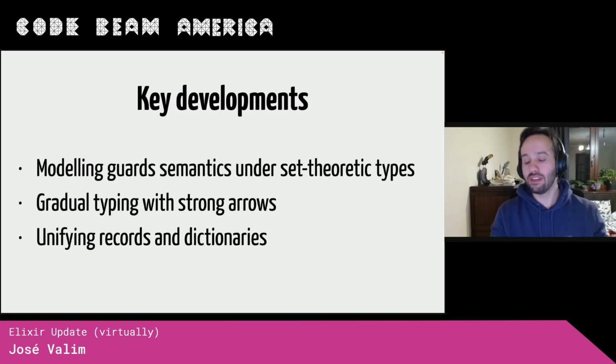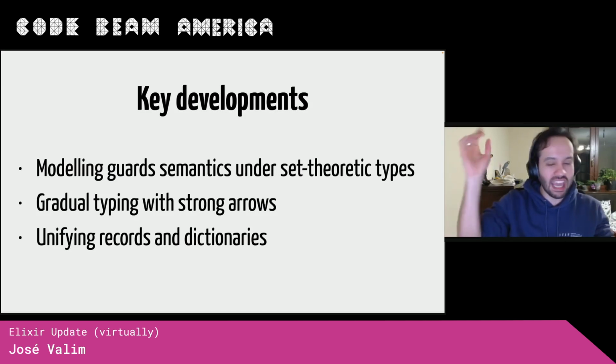Because, just to give an example, unifying records and dictionaries, right? When we have maps in Elixir and Erlang, they actually have two distinct use cases. So we use them as a dictionary, kind of like, oh, we can put any key in it, like any string, right?